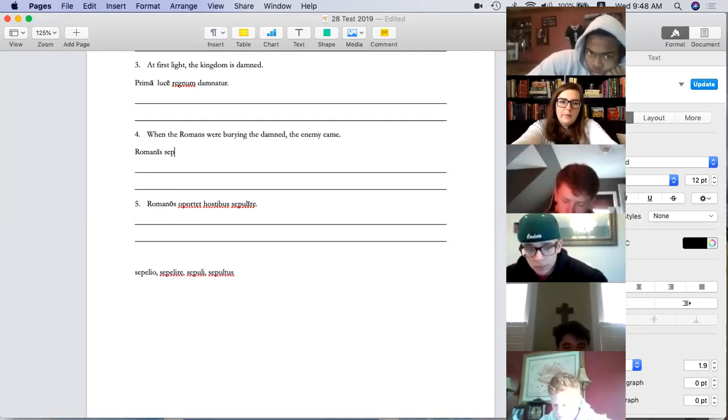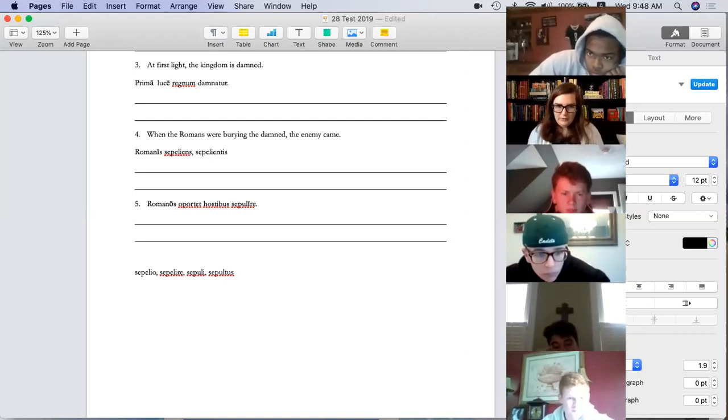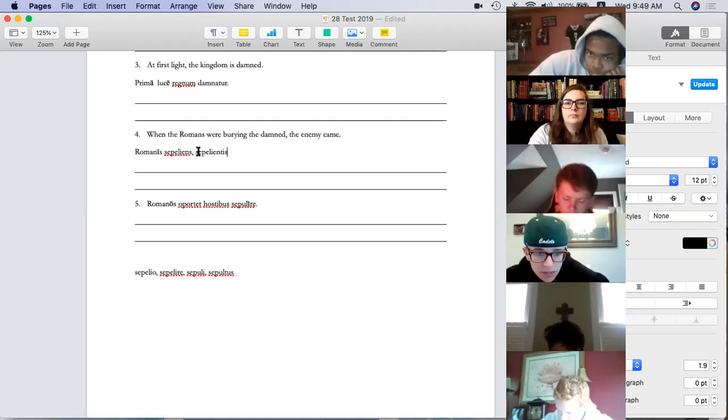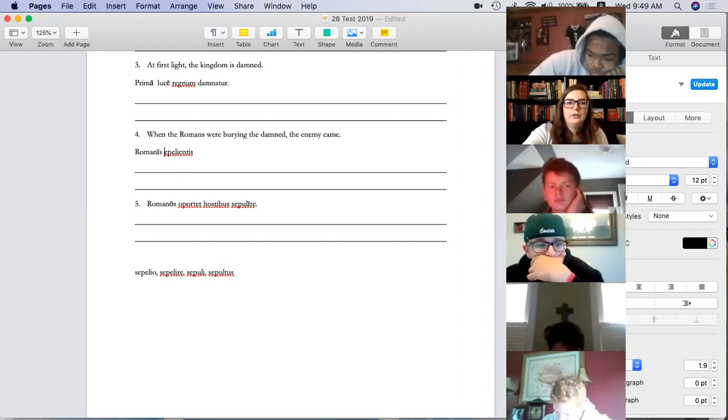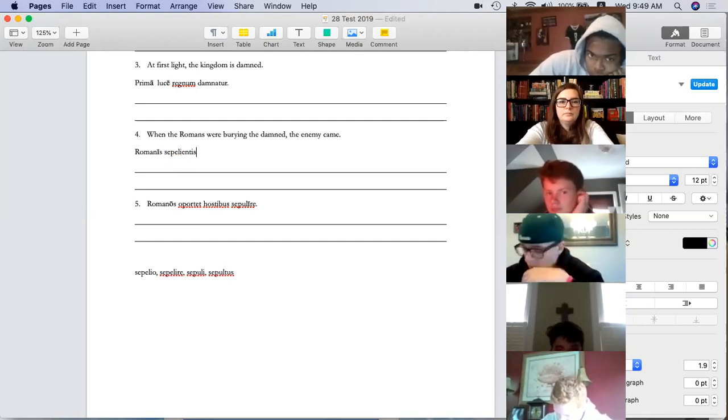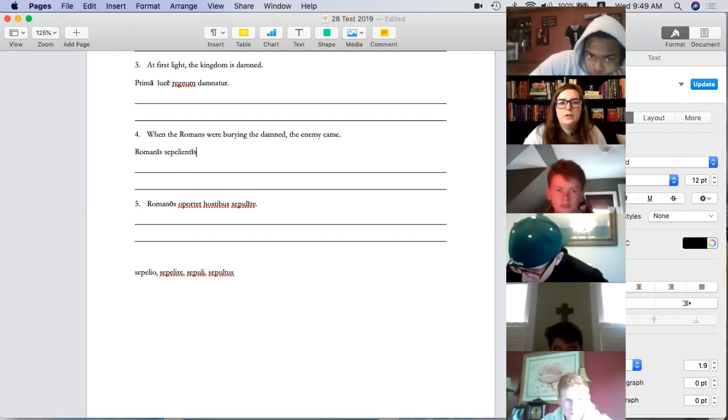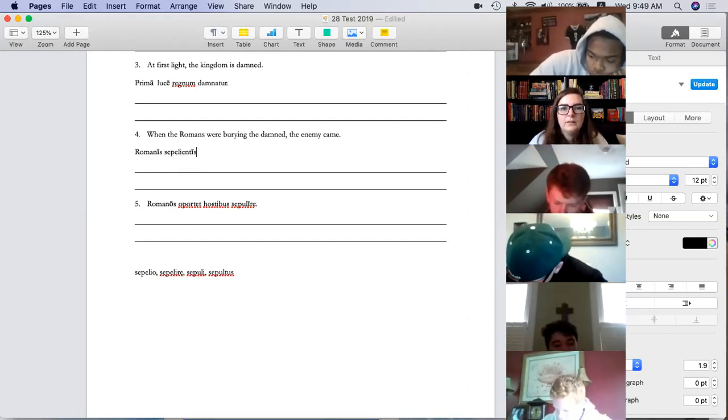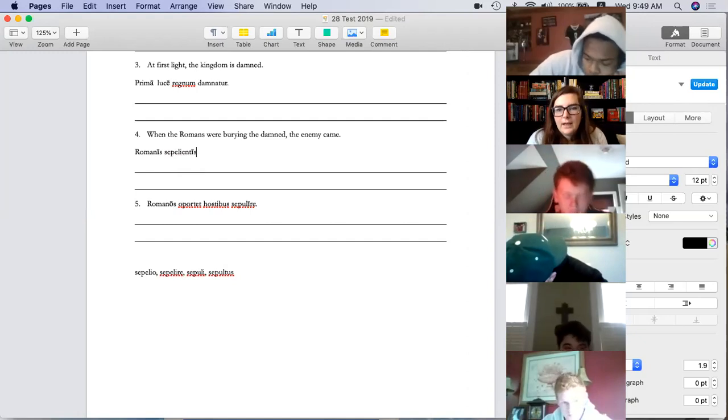So sepeliens, sepelientis is the present active participle. How do I put that into the ablative? So that one, the second one. Yep, and I just need a long I, right? Because that was technically the genitive. Oh, I said S. That's wrong. Romanis sepelientibus, the enemy came or arrived.